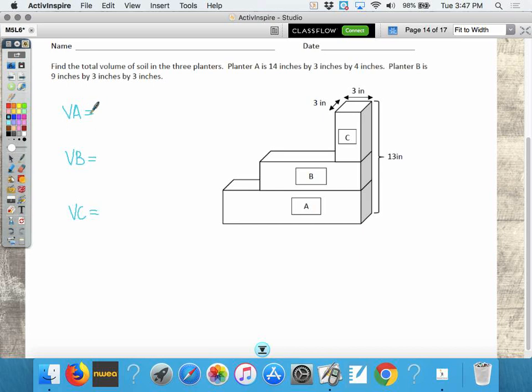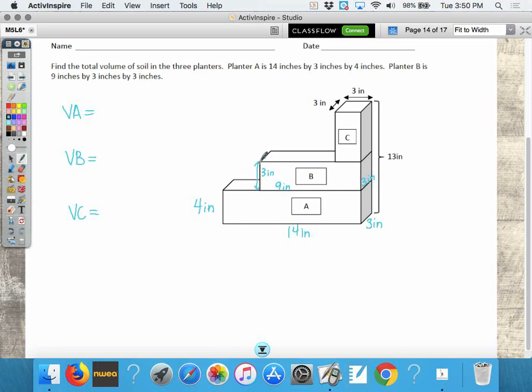Okay, so A is 14 by 3. 4 inches must be right here. Okay, and then planter B is 9 inches, so this is 9 by 3 by 3. So 3 inches here and 3 inches is the depth. Maybe I'll write it here, put it on the inside. This is 3 inches from here to here.